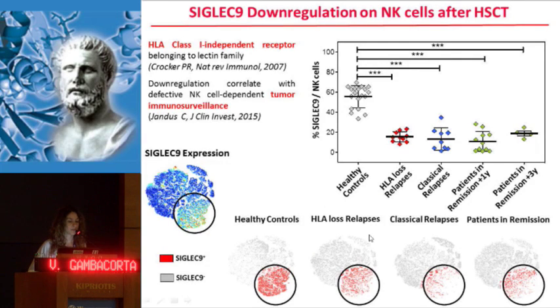And interestingly, we found that Siglec-9, a receptor belonging to the lectin family, recently shown to be important in NK cell-mediated immune surveillance of solid tumors, is almost absent on NK cells of transplanted patients. This is also true when we studied those patients at 3 years after transplant, when the immune recovery is supposed to be complete. This result is also evident on this viSNE map. In fact, as you can see, the cluster of NK cells that highly express Siglec-9 is very evident on the map of healthy controls and almost completely absent on the maps of transplanted patients.